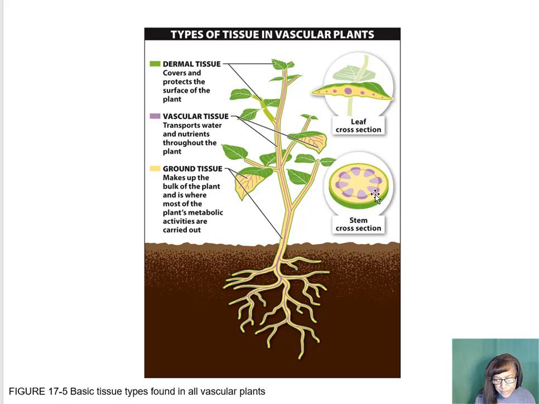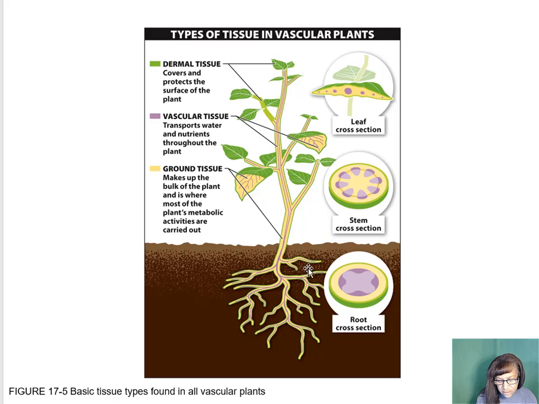And so here, when we take a look at the cross-section of a stem, you can see where the different tissues lie. Again, in green here that I'm outlining with my cursor is the dermal tissue. In this yellowish color, we have the ground tissue, and then we have the vascular tissue depicted here in this purplish color. So you can see the architecture, the structure.